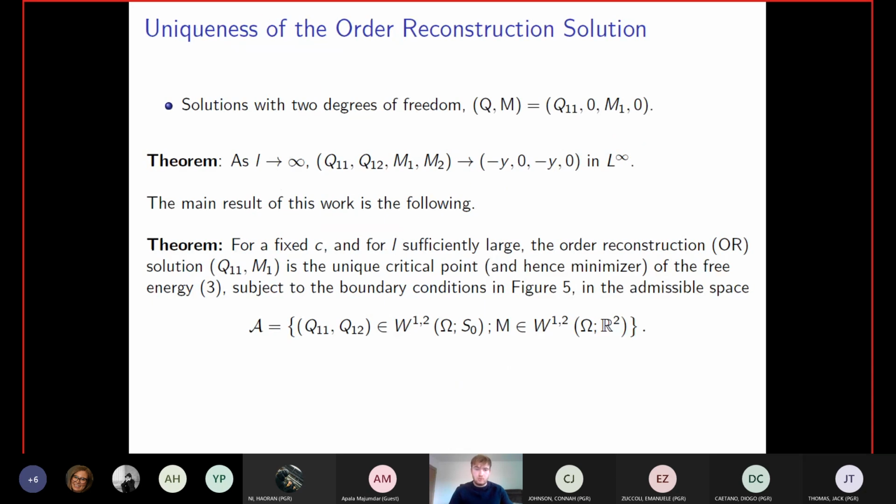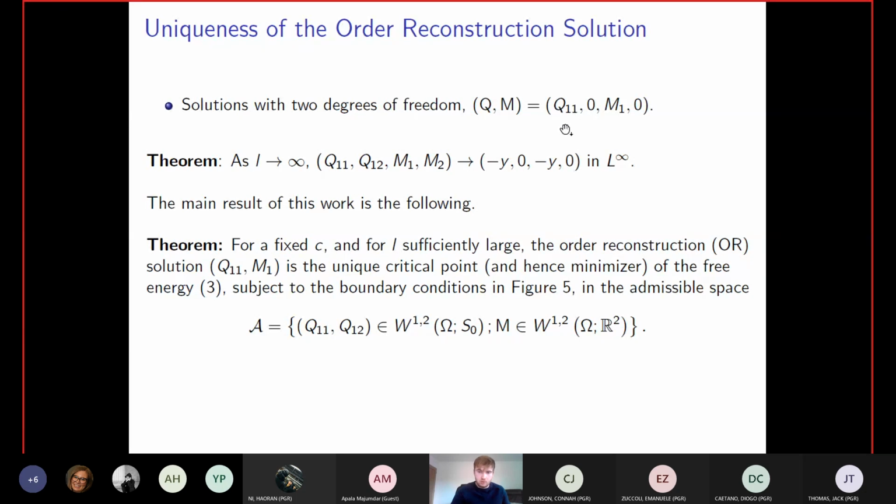So now I want to talk to you about an important branch of solutions, and these are order reconstruction solutions. These have Q12 and M2 equal to 0, and it's clear from looking at the Euler-Lagrange equations that this branch will always be a solution of that system. And because Q12 and M2 are 0, this only has 2 degrees of freedom as opposed to the full 4 when they're non-zero.